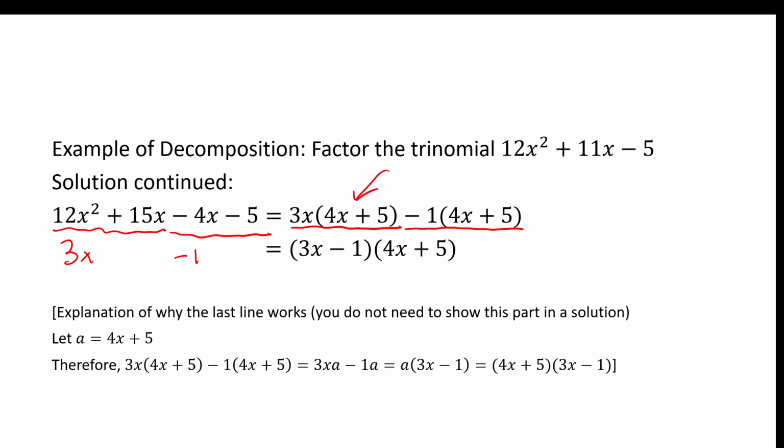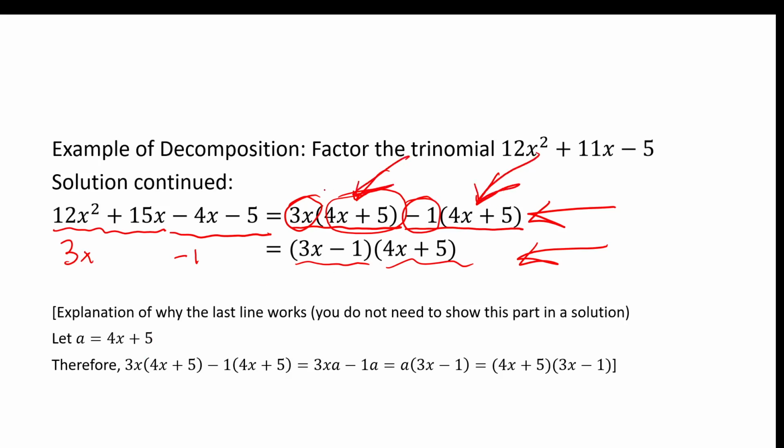And because we have the same expression in both of those brackets, we can factor by grouping. We can say the end result is the quantity 3x minus 1 times the quantity of 4x plus 5. Now, just to show you why that last statement works, let's say you were right here and you're a little bit curious, how can we go from here to here? Just imagine we let a be 4x plus 5.